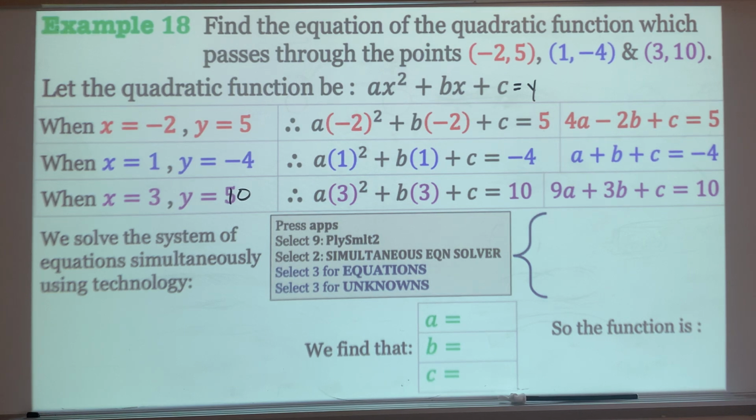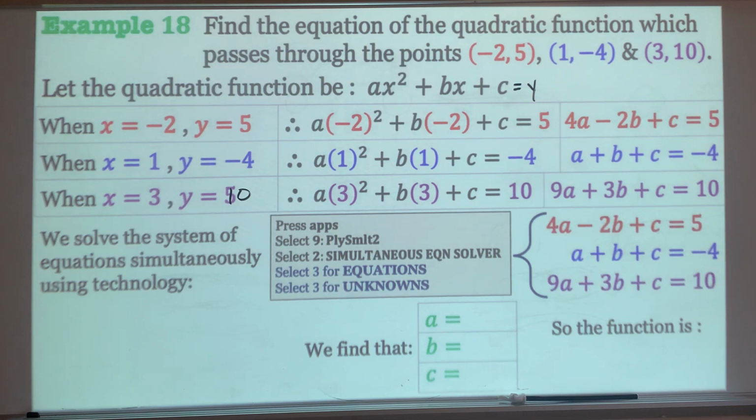Now here's the technology we're going to use. It's very important that you follow along here. All right. Now the first thing we're going to do is take our calculator out. We're going to hit the apps button. You're going to hit apps to go to number 9, PLYSMLT2. Hit number 2, simultaneous equation solver. Select 3 for the equations and 3 for the unknowns.